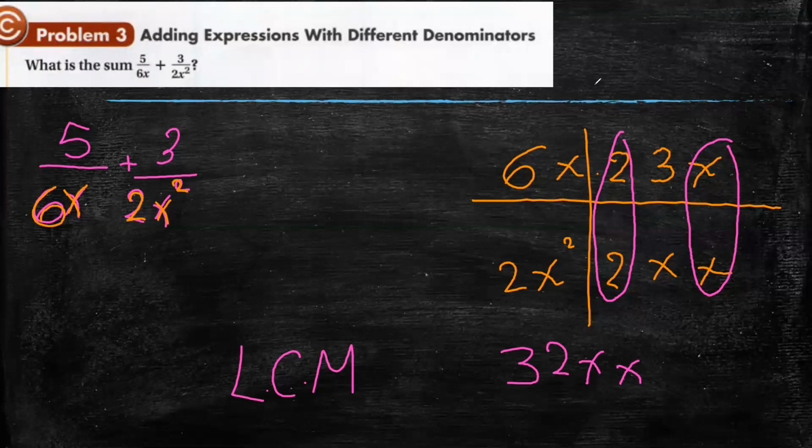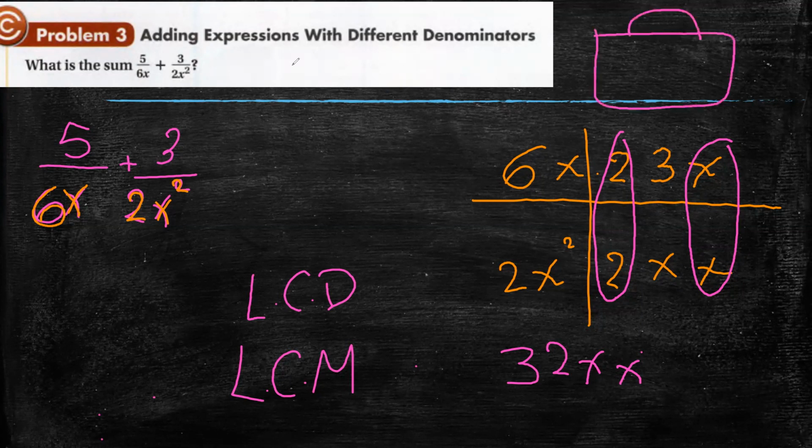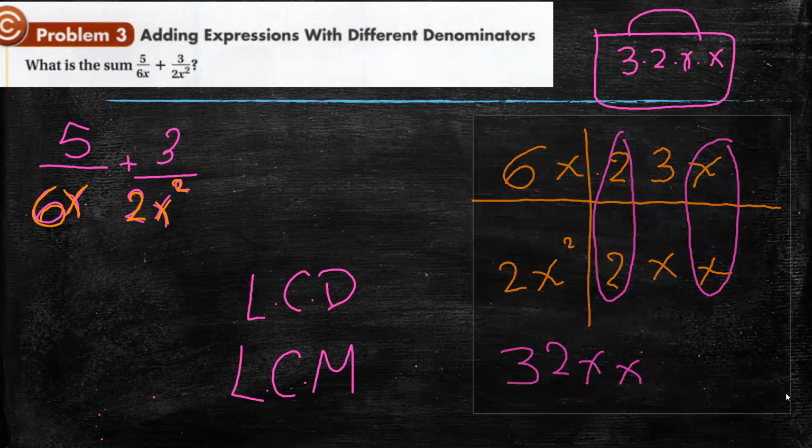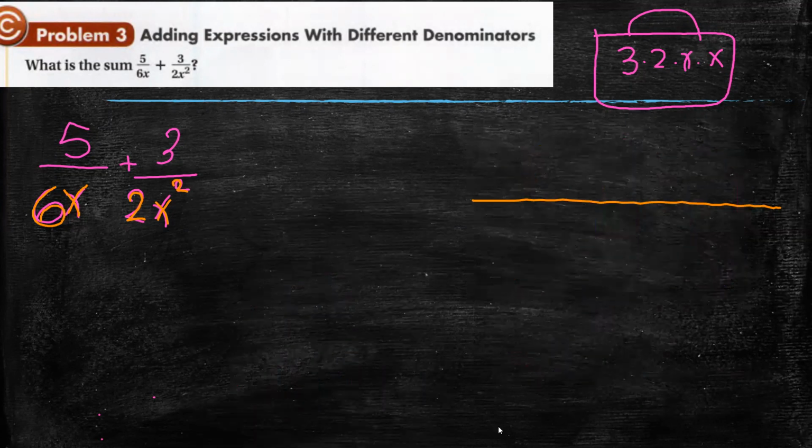Yes, Miss. Then the second step: since these things are written in the denominator, I can name it the least common denominator. Then let's make a bag. And inside my bag, I have to put 3 times 2 times x times x. 3 and 2 and x and x. After I prepare my bag, I will come back to my denominators here.